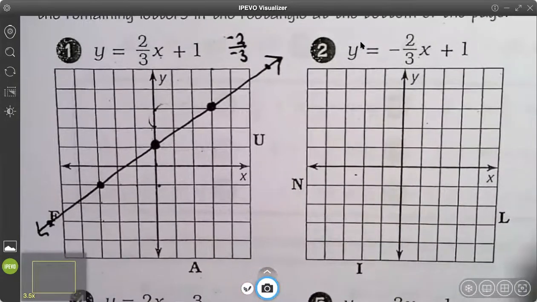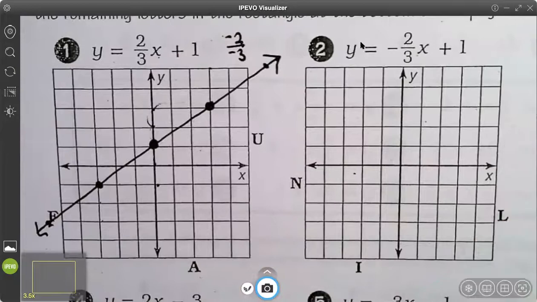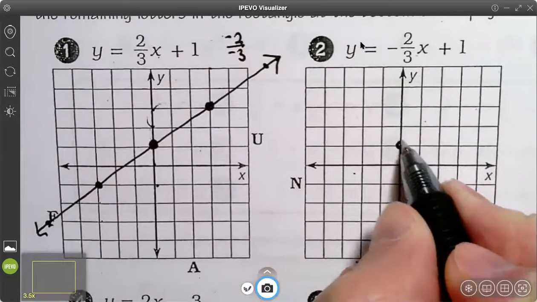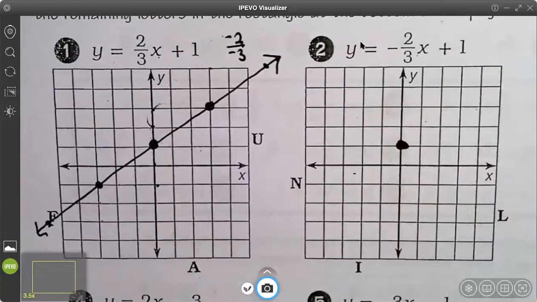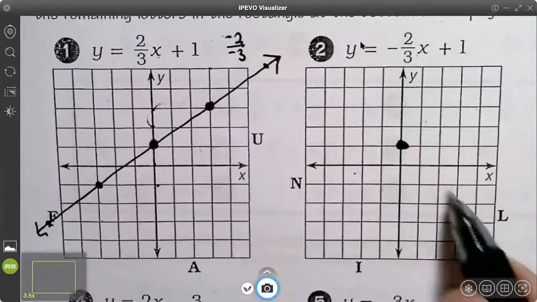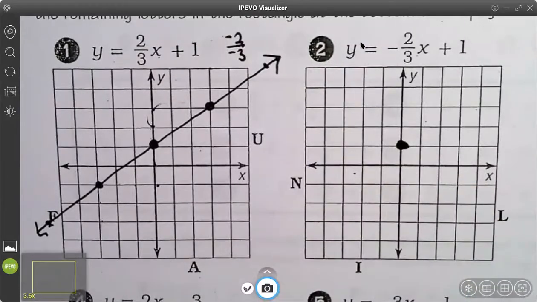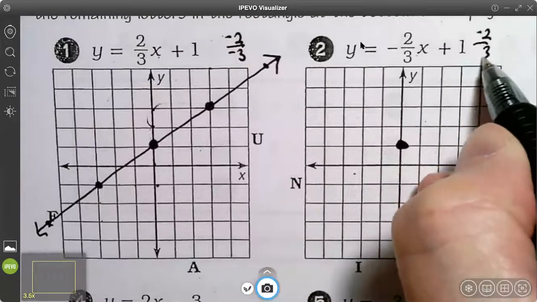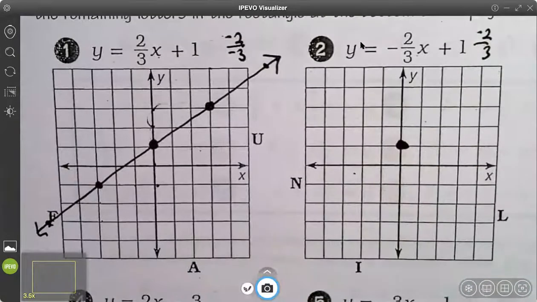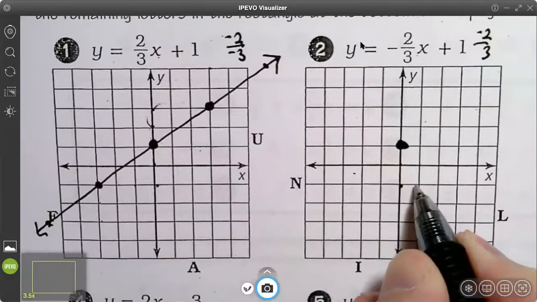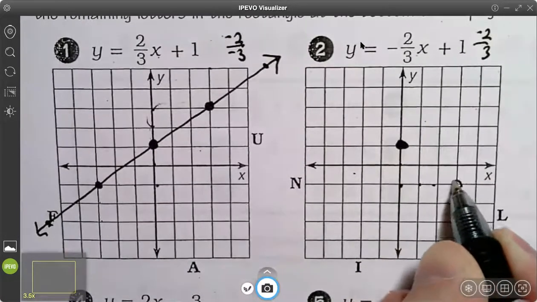Let's look at number 2. On number 2, my y-intercept again is +1. And my slope is -2/3. So I know my line will be going down if I read it left to right. I like to think of my negative sign on fractions as being in the numerator. So rise negative 1, 2, run 1, 2, 3.